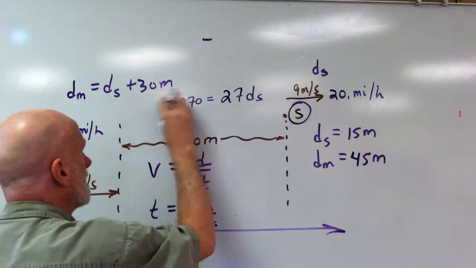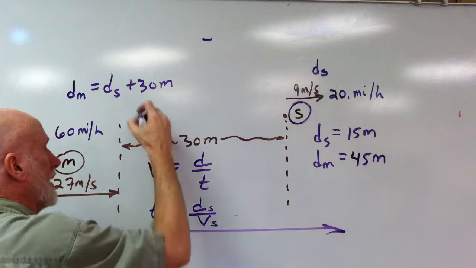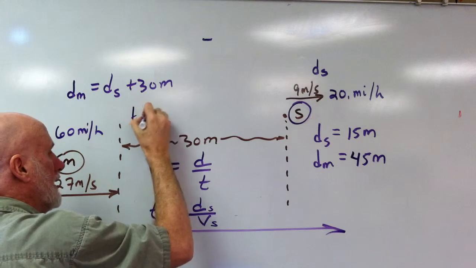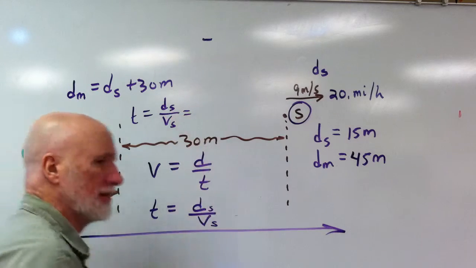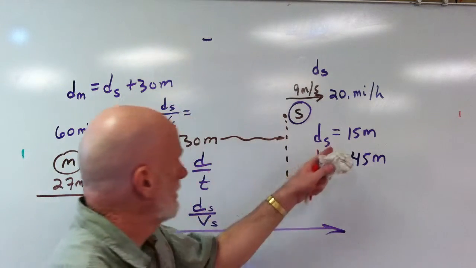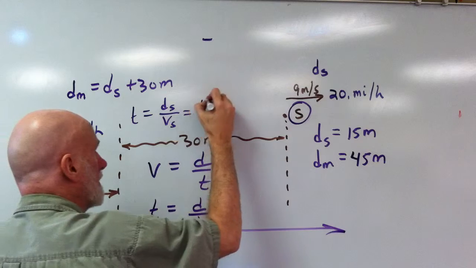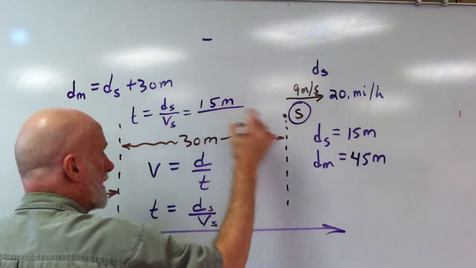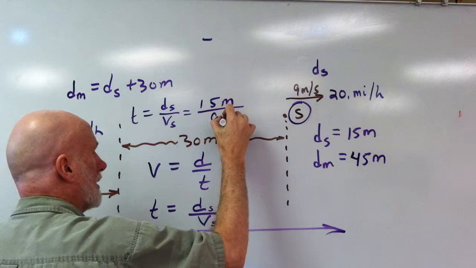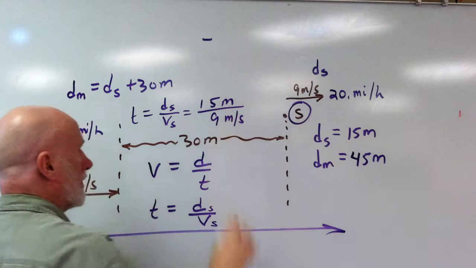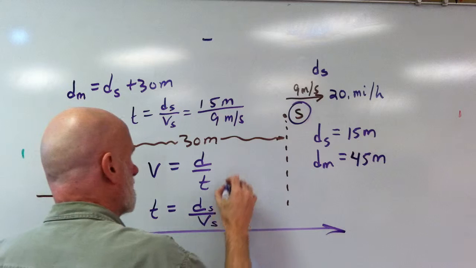I'm going to erase this up here. So we're going to say t equals ds over vs. So what is 15 divided by 9? 1.6 seconds.